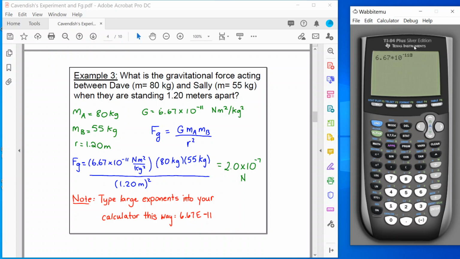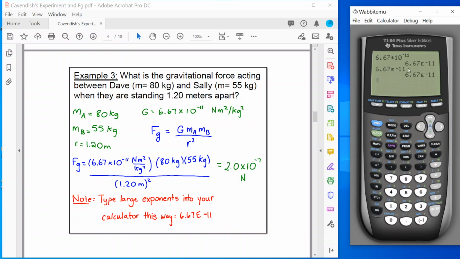So I do not want you typing your scientific notation into the calculator this way. Instead, you're going to type it in a different way. This E here replaces the times 10 to the power of. And the E button on your calculator is right here above the apostrophe symbol. So you're going to do 6.67. Then you're going to press the second button up in the top left, and then the comma or the apostrophe, and you should see an E. And now you're just going to type negative 11.